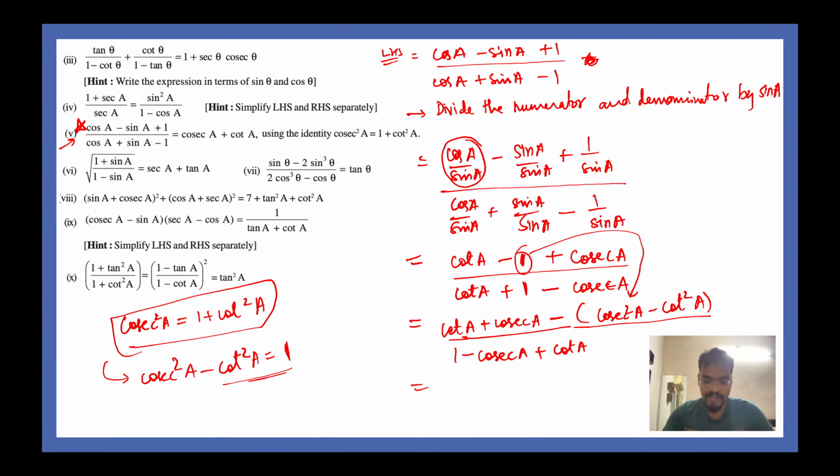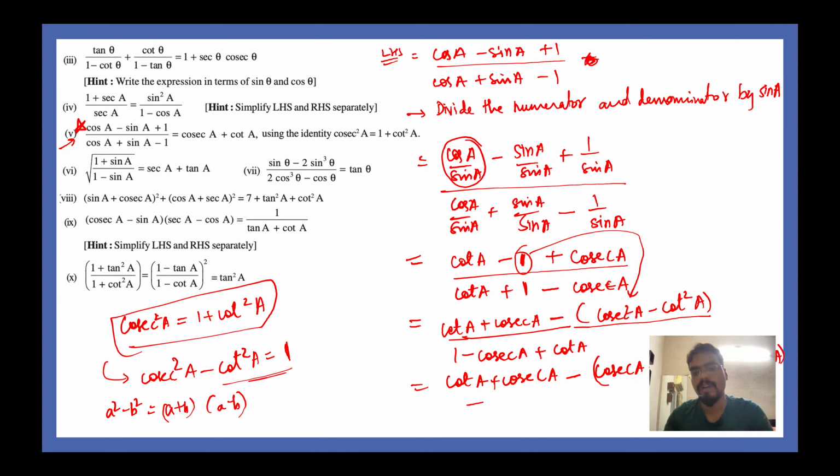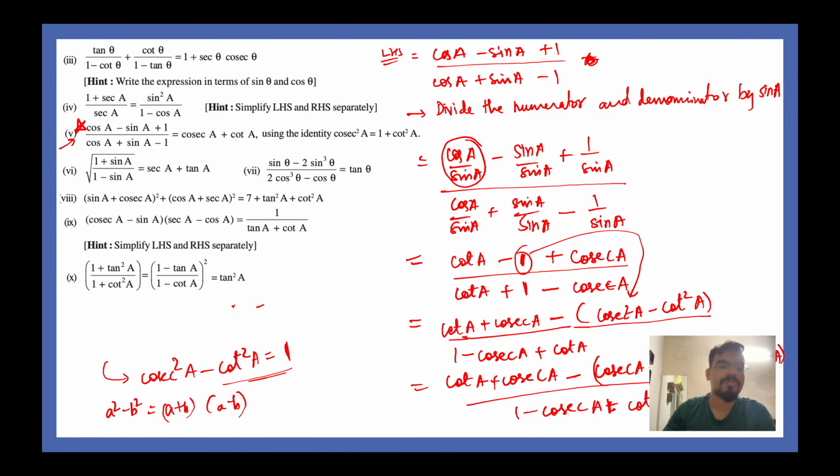Next, guys, invoke once again that same property: A square minus B square is nothing but A plus B times A minus B. So this is equal to cot A plus cosec A, we leave this term as it is, minus cosec square A minus cot square A, which can be written as cosec A plus cot A multiplied by cosec A minus cot A, and this whole thing is divided by 1 minus cosec A plus cot A. Let me just erase the left portion of my screen. I wish to use this to prove.